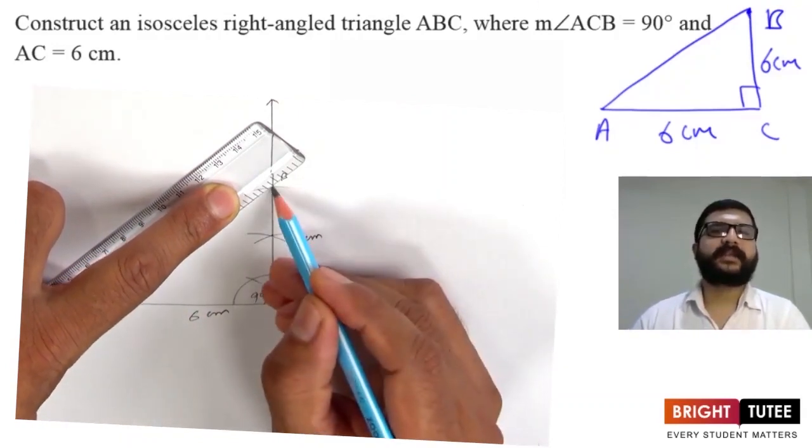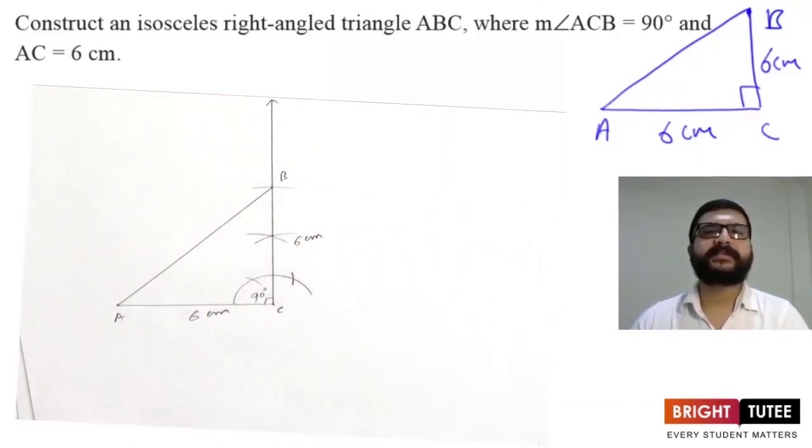So now we are ready with the triangle ABC in which AC is 6 centimeters and BC is also 6 centimeters, which implies that the triangle ABC is right angled at C and it is an isosceles triangle. So here we have constructed one triangle ABC which is a right angle triangle and it is an isosceles triangle. So we are done with the construction now.